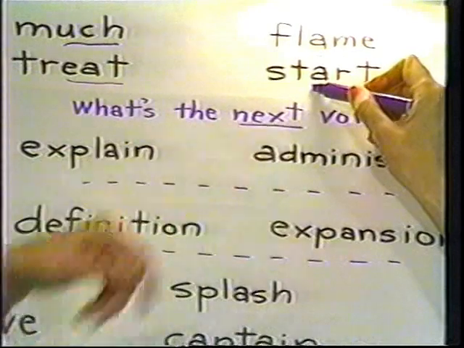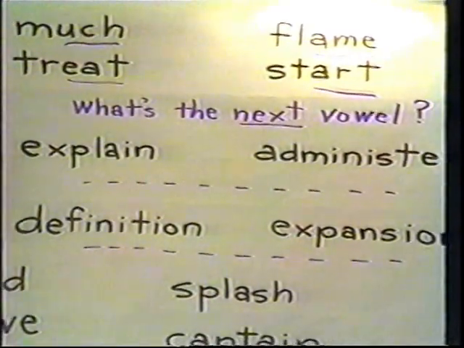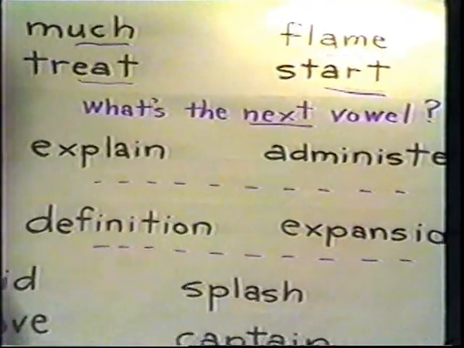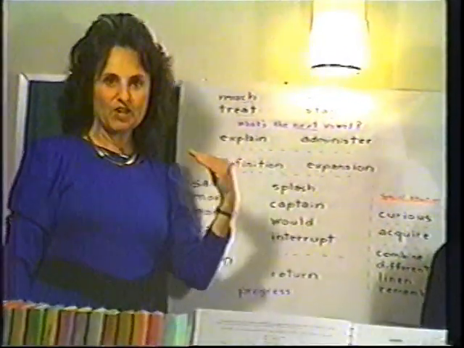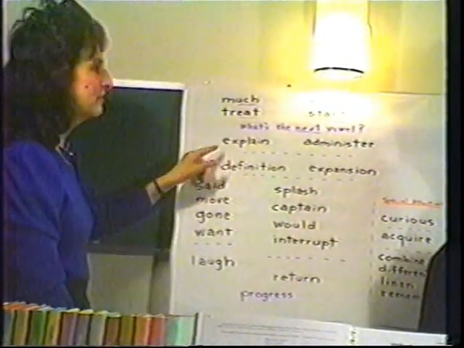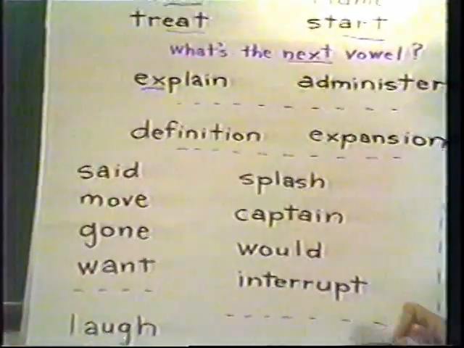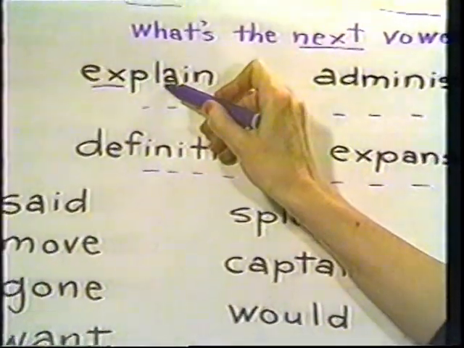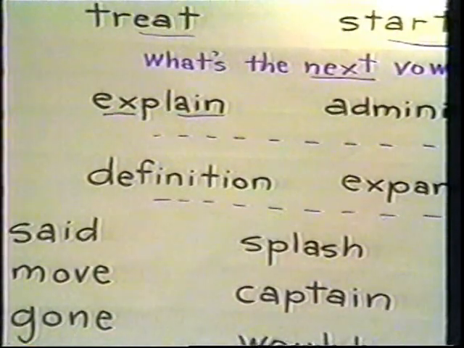What's the first vowel? A. Underline ART. What's the family? Art. What's the word? Start. Now when you have multisyllable words, you just say what's the next vowel and follow through the word that way. What's the first vowel? E. Underline EX. What's the family? X. What's the next vowel? A. Underline AIN. What's the family? Aim. Add PL. Plain. What's the word?